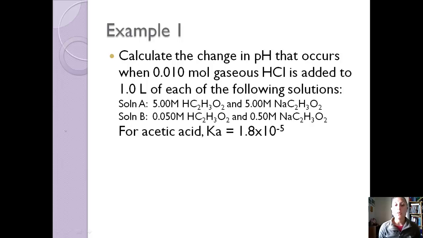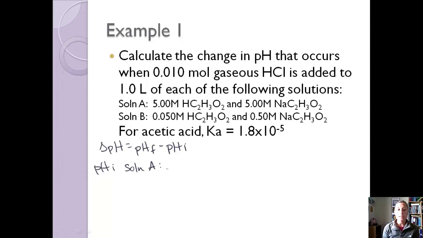Okay, so we know that we can use the Henderson-Hasselbalch equation to calculate the pH. Because this is a buffer, we're going to assume that the initial concentrations are equal to the equilibrium concentrations. And since we want change in pH, we know that change in pH is equal to the final pH minus the initial pH. And so first, let's look at calculating initial pH for solution A.